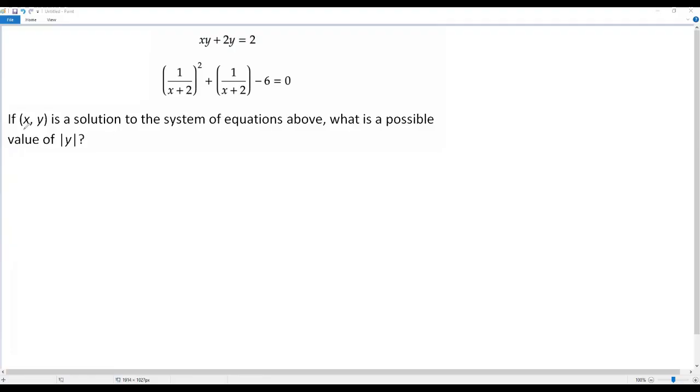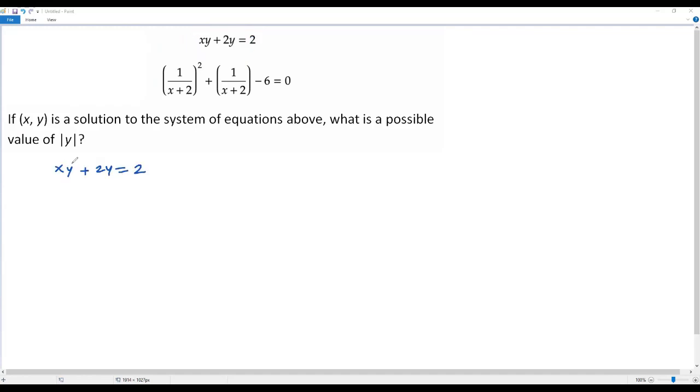Okay, the question says (x, y) is a solution to the given system of equations. So now what we have to do is solve the given system for the value of y. Once we get the value of y, we have to get the absolute value of y. Now let me take the first equation in the given system, that is xy + 2y = 2.